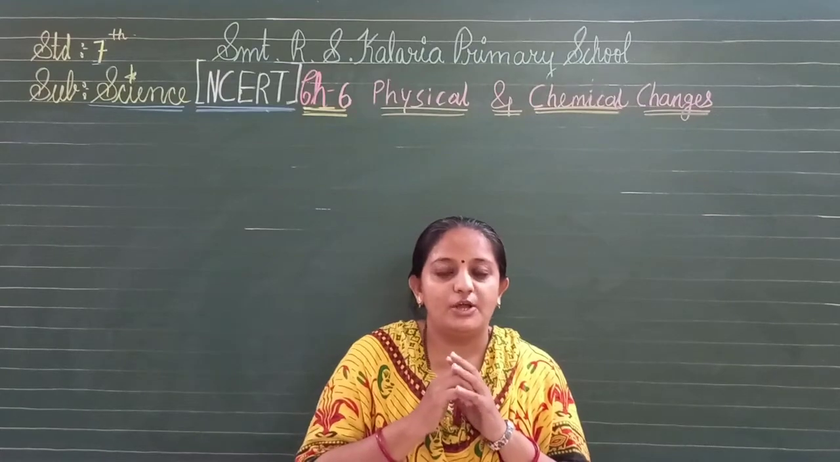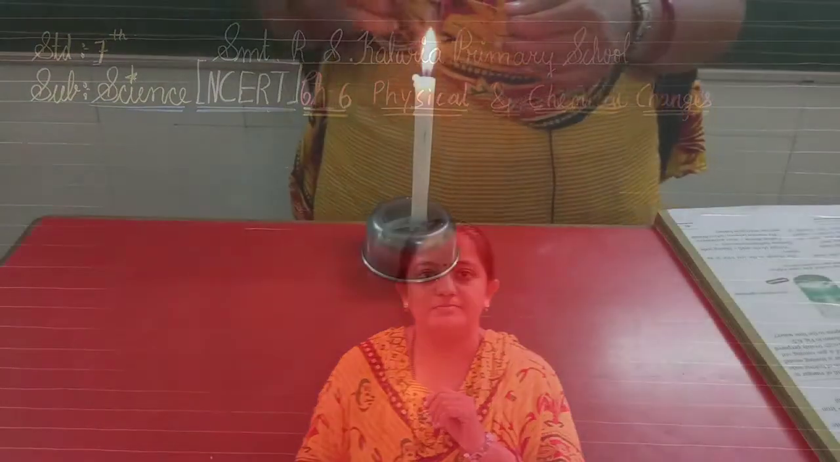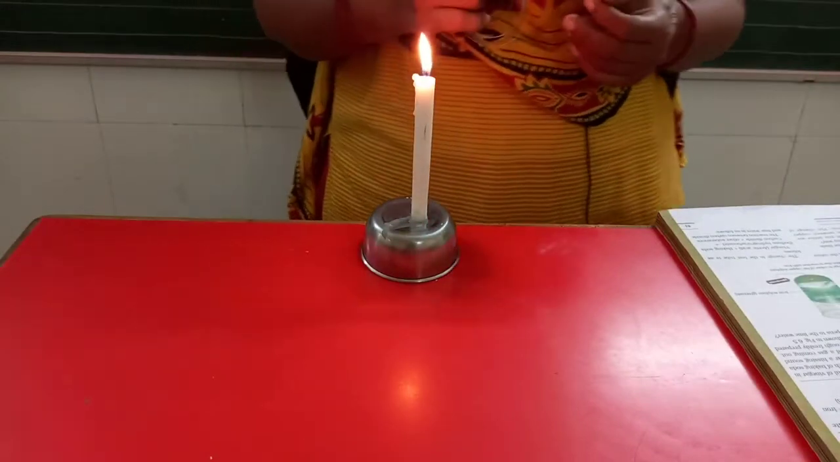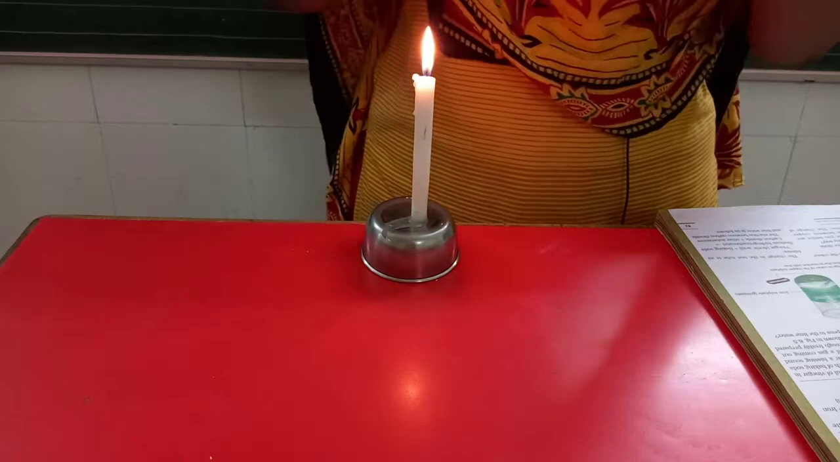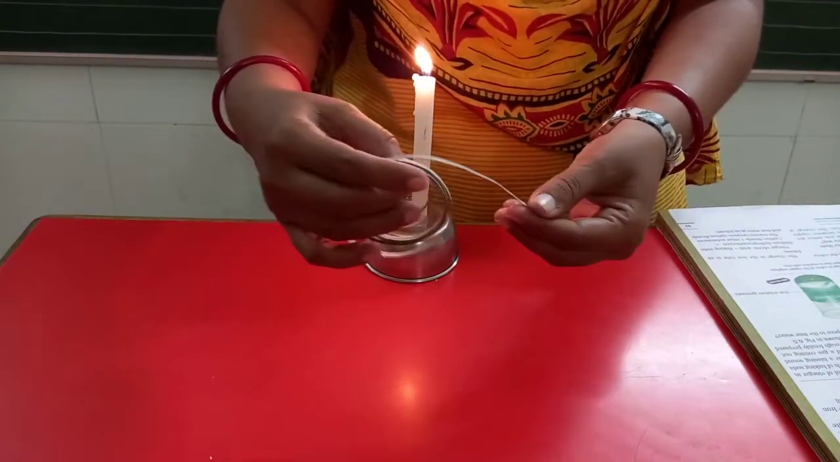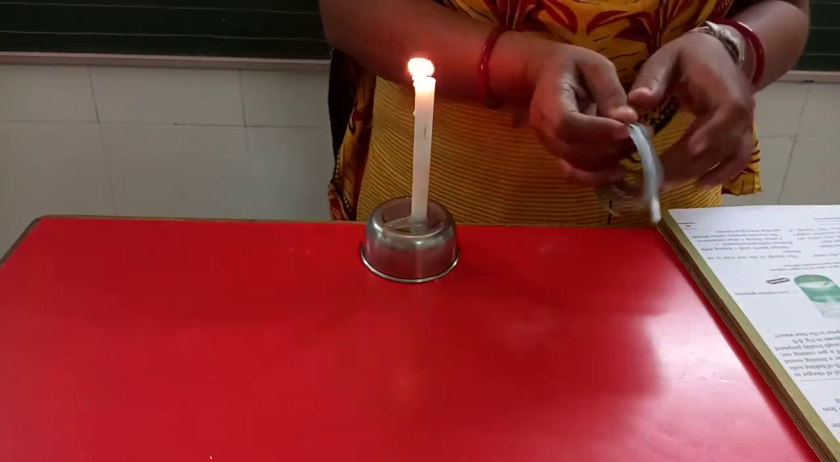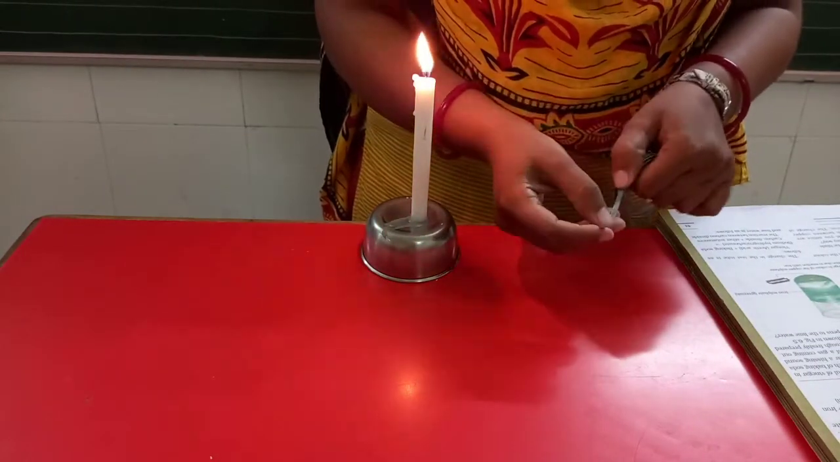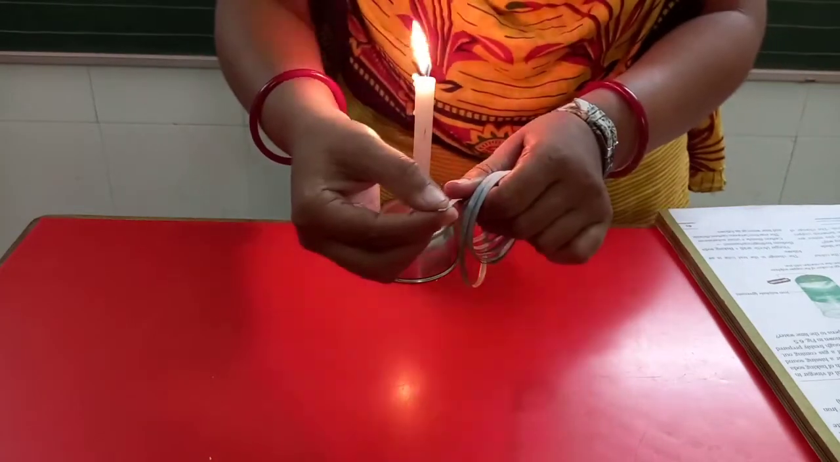So students, now let us see another activity regarding this. Now dear student, next is activity 6.6 in our textbook. What we have to do is take a small magnesium strip or ribbon. Here I have a magnesium ribbon in my hand. Now you have to sharpen the tip of the magnesium ribbon with sandpaper, which I have already done.